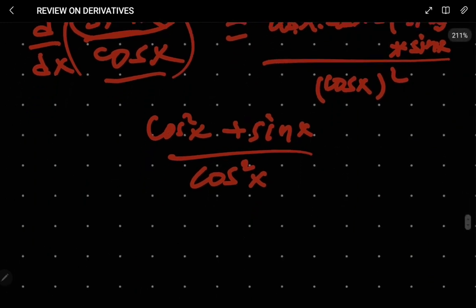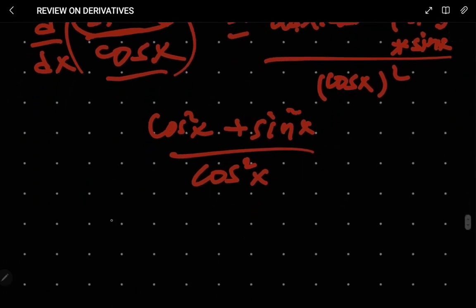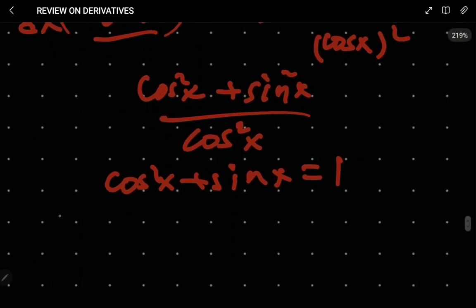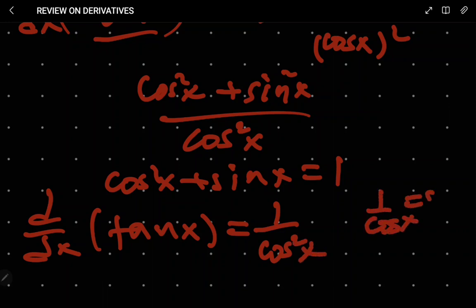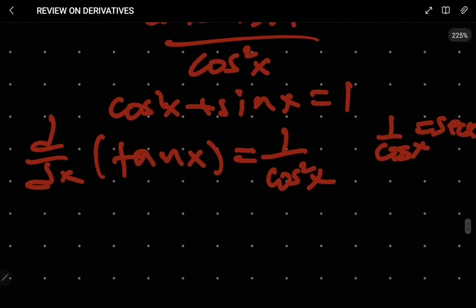So from your trigonometry, cos squared x plus sine squared x is how much? One, it's an identity. So the derivative of tan x is cos squared x plus sine squared x over cos squared x. Cos squared x plus sine squared x is 1, so 1 over cos squared x. But 1 over cos x is sec x. So d/dx of tan x is equal to sec squared x.